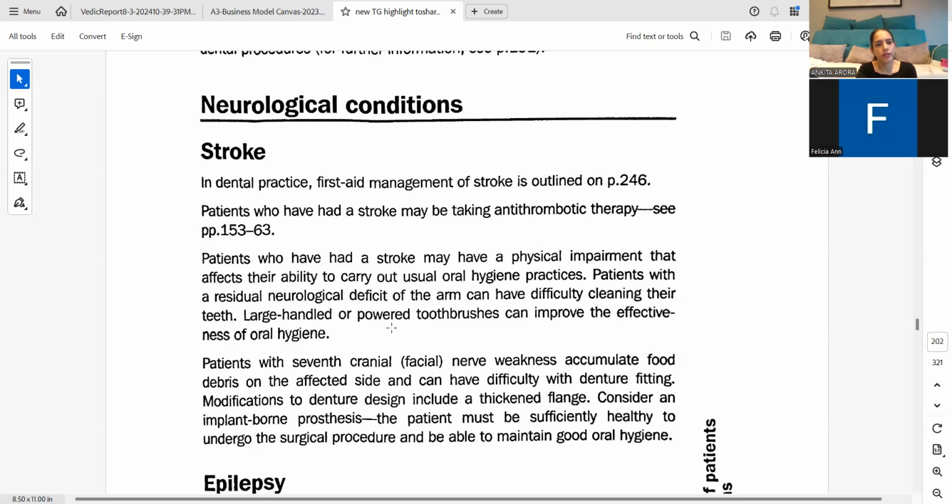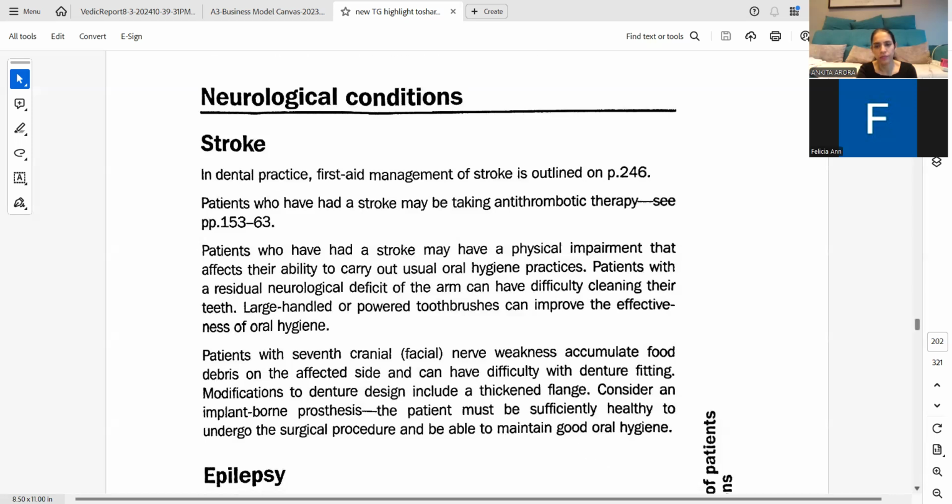Large-handled power toothbrushes can improve the effectiveness of oral hygiene. Patients with seventh cranial nerve weakness accumulate food debris on the affected side and can have difficulty with denture fitting. Modifications to denture design include a thickened flange, or consider an implant-borne prosthesis. The patient must be sufficiently healthy to undergo the surgical procedure and be able to maintain good oral hygiene.